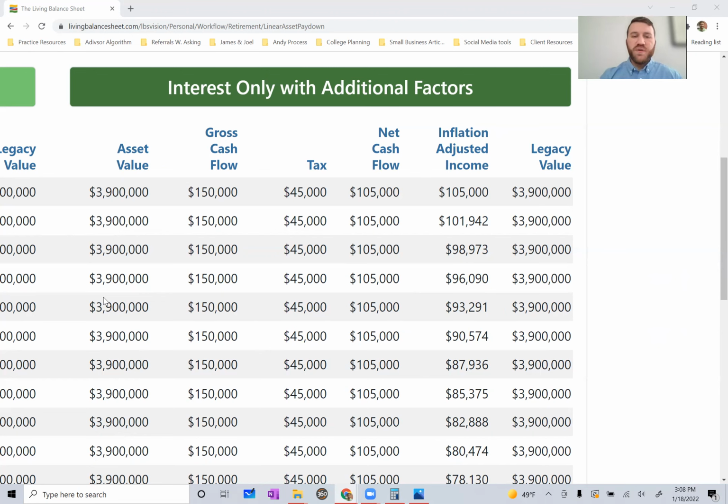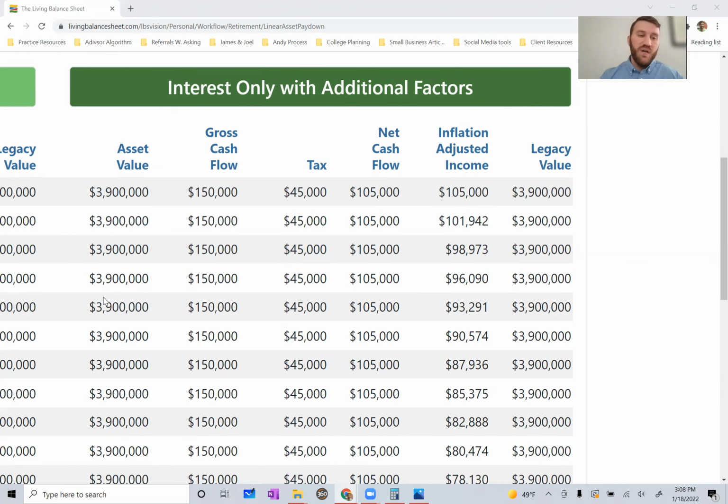But the real story here is from a cash flow standpoint, we took $3.9 million and it's producing $105,000 for us, which to me is not a very exciting story. That's a considerable amount of assets to produce not insignificant, but not a significant amount of cash flow. In this standpoint, the money is all in a tax deferred or retirement account. That's why we're paying that 30% tax rate.